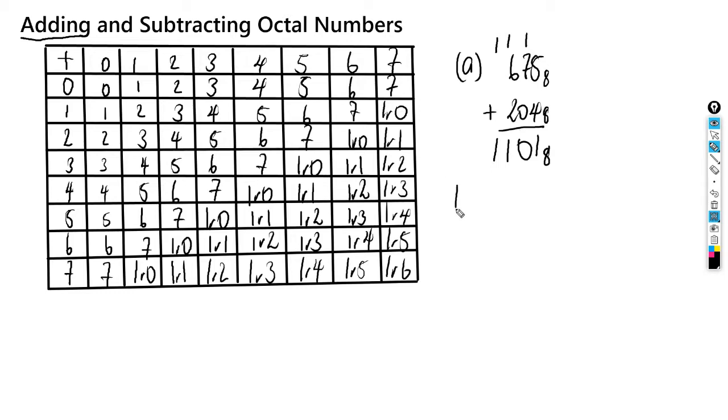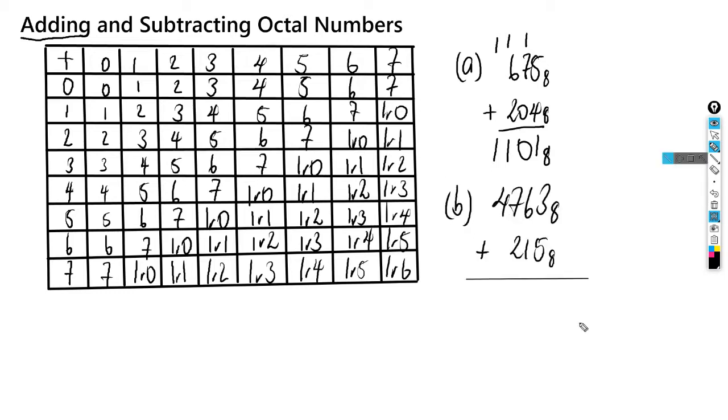Cool? All right, so let's look at another example. This example says 4763 in base 8 plus 215 in base 8. So let's just add these. 5 and 3 would give you 8, which is 1, remainder 0. 6 plus 1 would give you 8, 0, remainder 1. 2 plus 7 would be 9, plus 1 would be 10, which is 1, remainder 2. Then 4 plus 1 would give us 5.